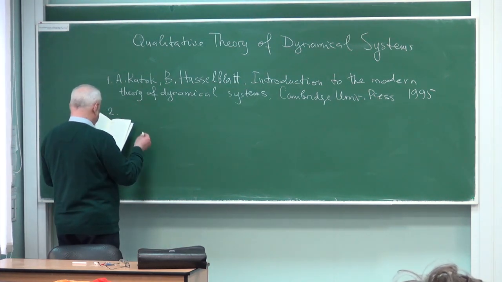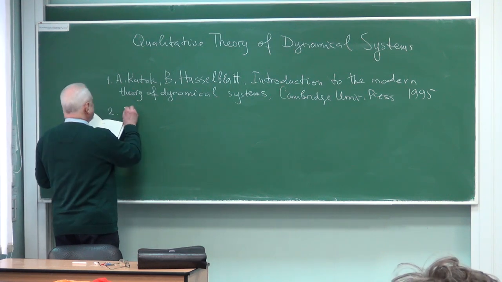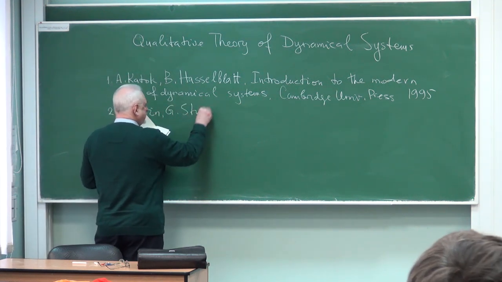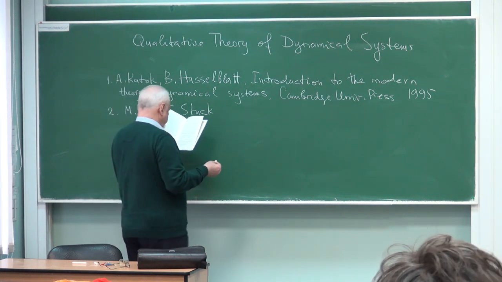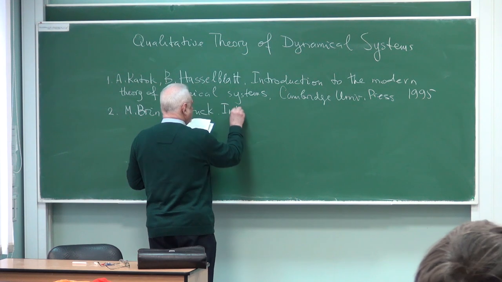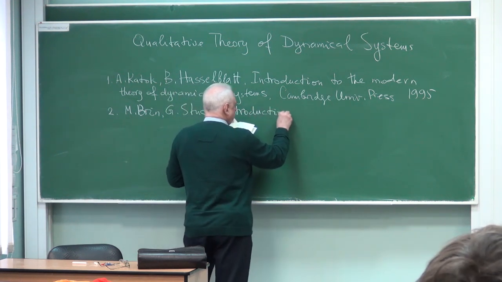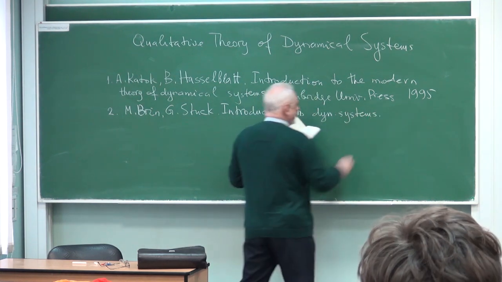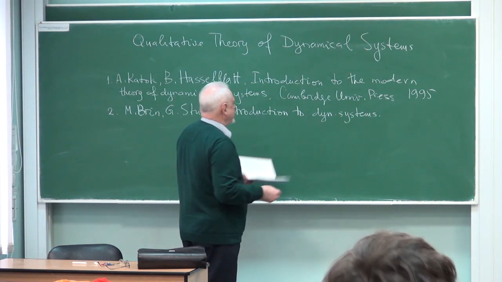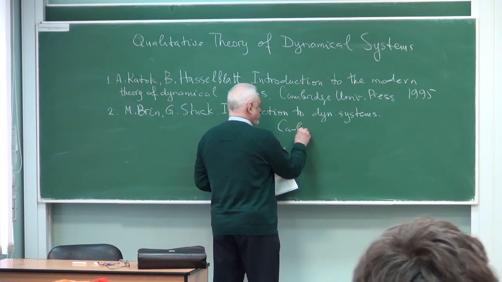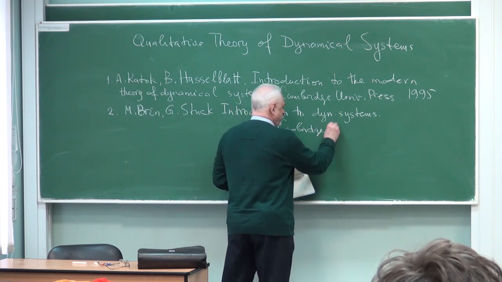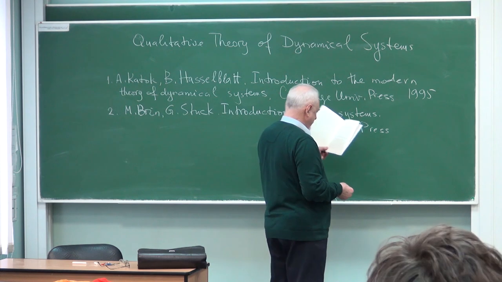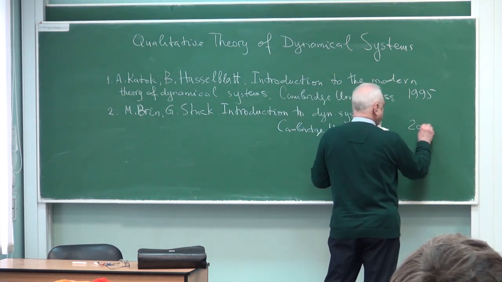The second book is by Michael Brin and Garrett Stuck, Introduction to Dynamical Systems. It was also first published by Cambridge University Press in 2002.